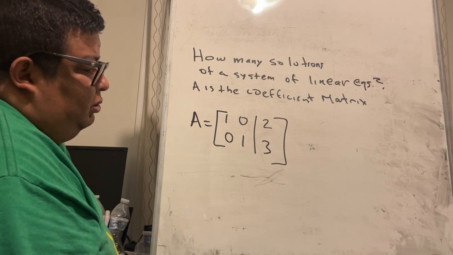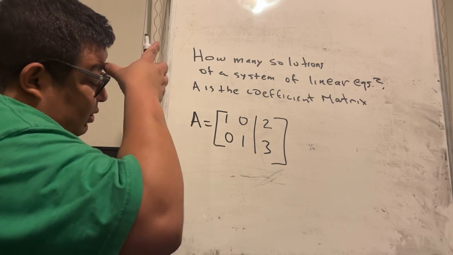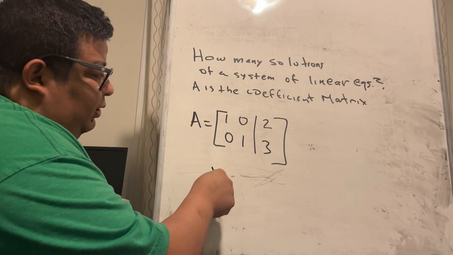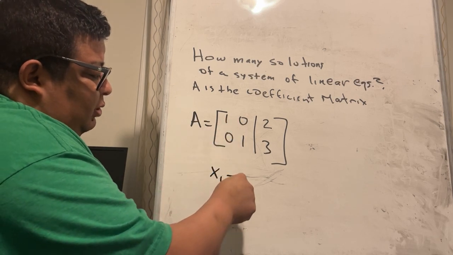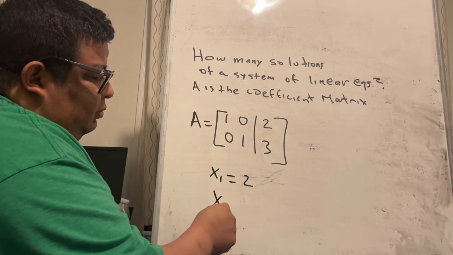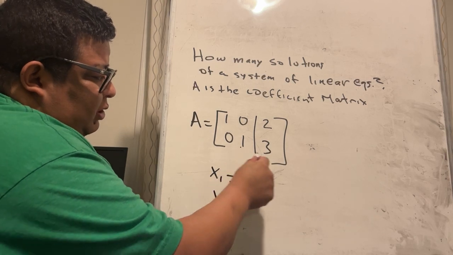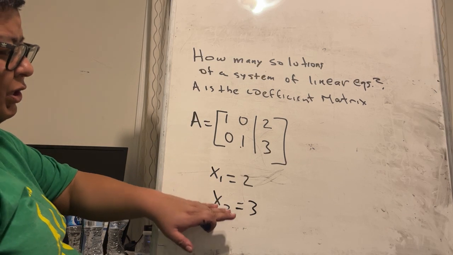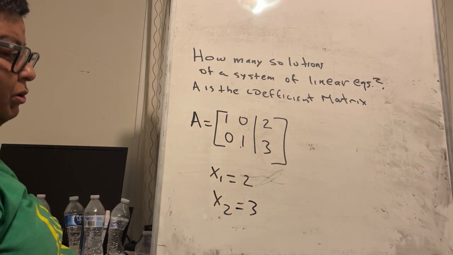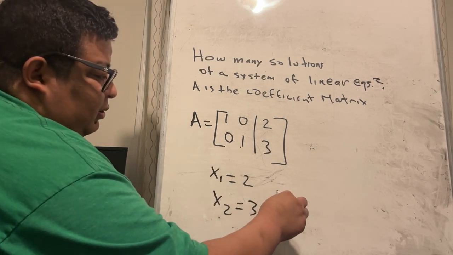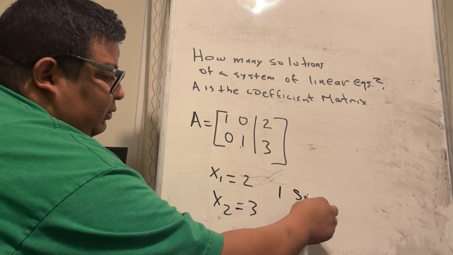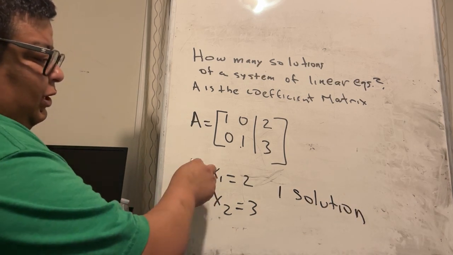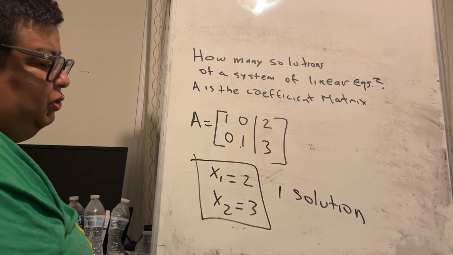Okay. So in this case, the system looks as follows. Let's say this is X1. X1 is equal to 2, and X2 here is equal to 3. As you can see, we don't have free variables, so this system has one solution, and here is your solution.